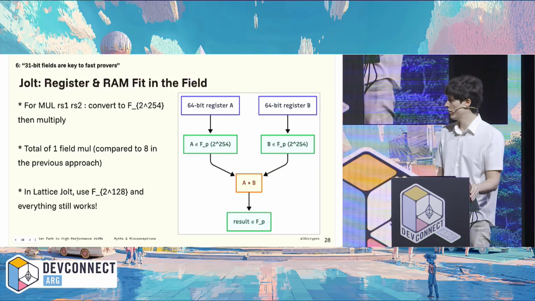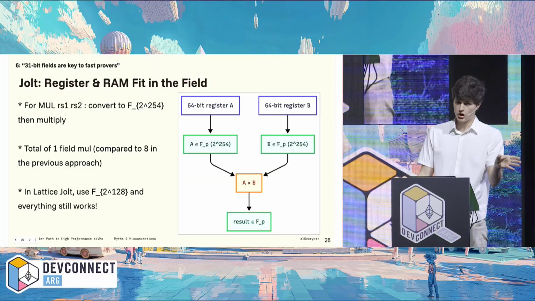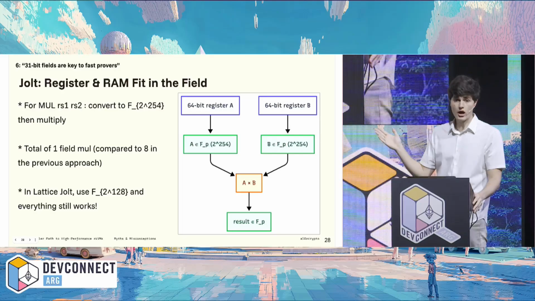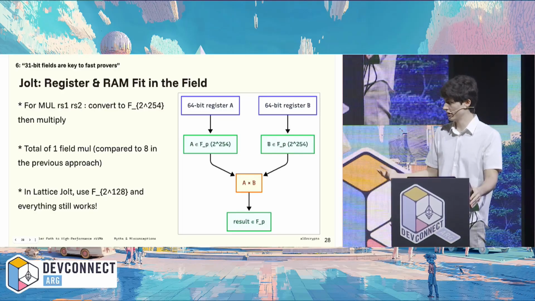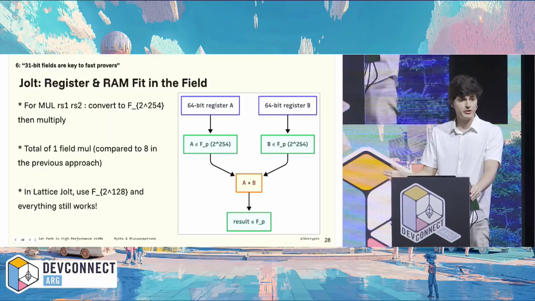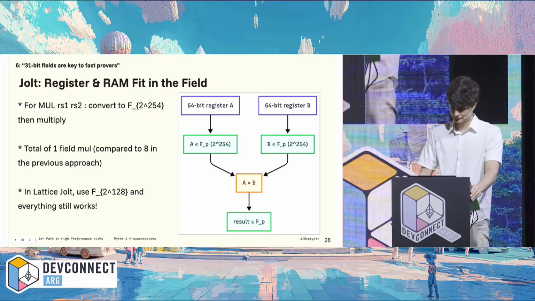multiplication. Comparing the two approaches, it turns out that you come out on top by having one slower multiplication rather than doing the byte decomposition. The byte decomposition creates a lot more work, and this approach is one of the main reasons why Jolt is many times faster on a CPU today than other provers.